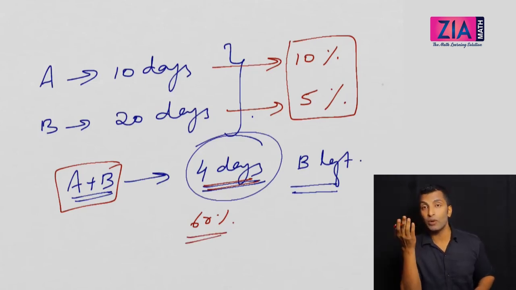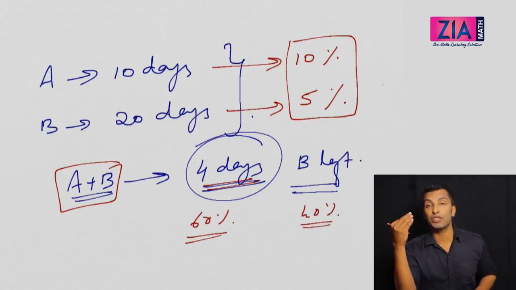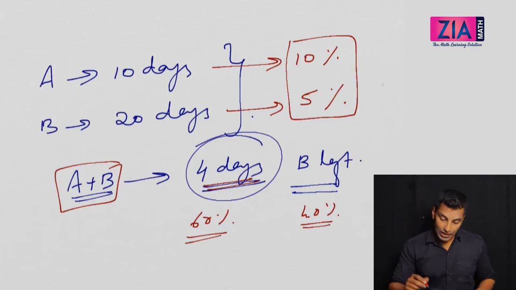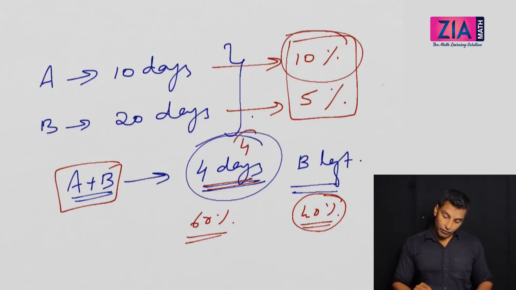Now how much is left? 40% of the work is left. And this 40% has to be done by whom? A alone has to do this. And A can finish how much in one day? 10%. So to complete this 40%, how many days will A take? 4 days. So initially they worked together for 4 days. Now A is working alone for 4 days.